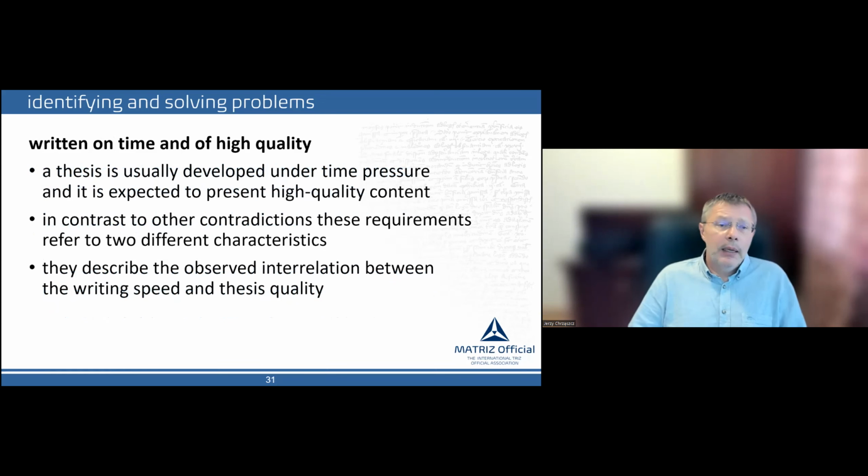And finally, a thesis should be delivered on time and demonstrate adequate quality. Contrary to all previous sections dealing with constraints described as if they were physical contradictions, these requirements clearly refer to different characteristics and their interrelation. The essence of this section could be rephrased using the Latin proverb festina lente, which warns against doing important things in a hurry. And programmers, by the way, learn very early that either you write fast code or you write code fast.